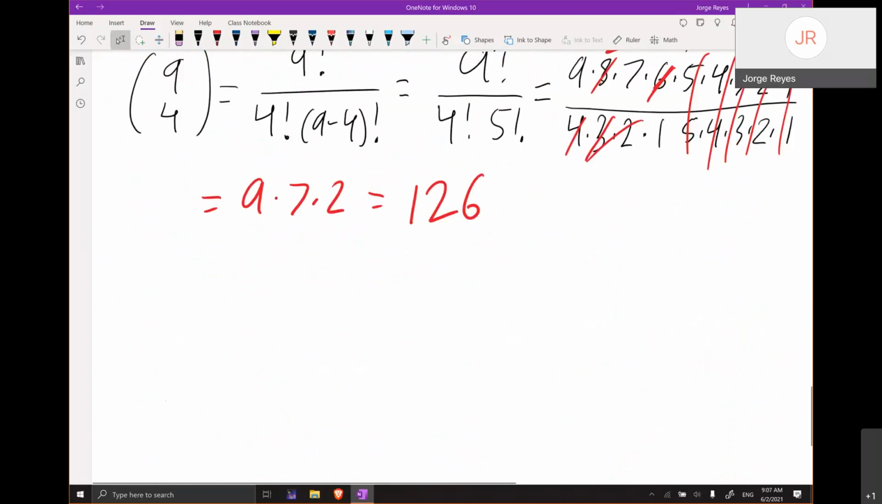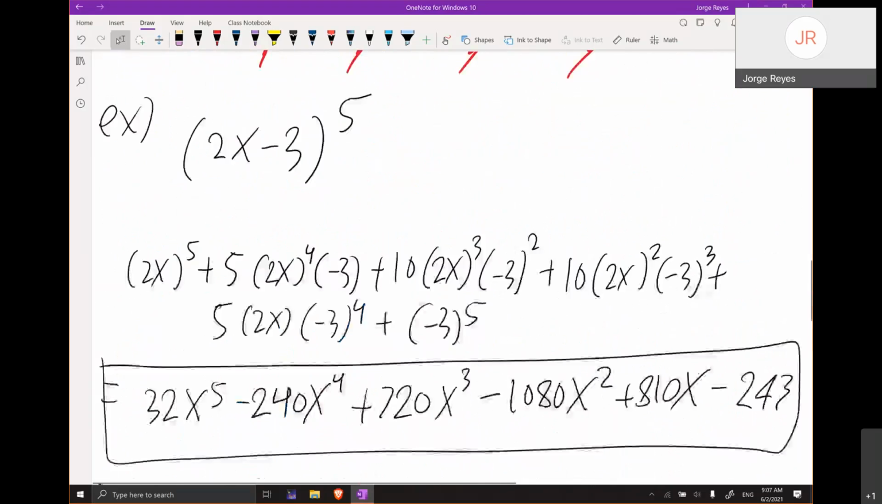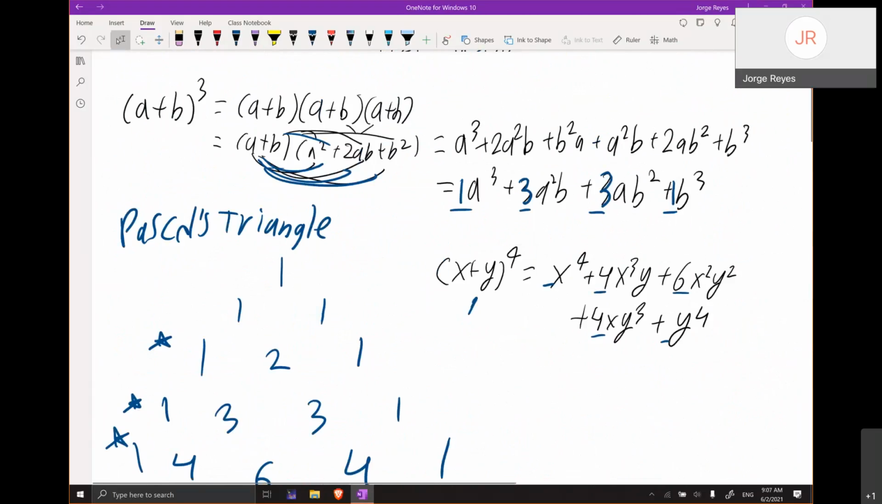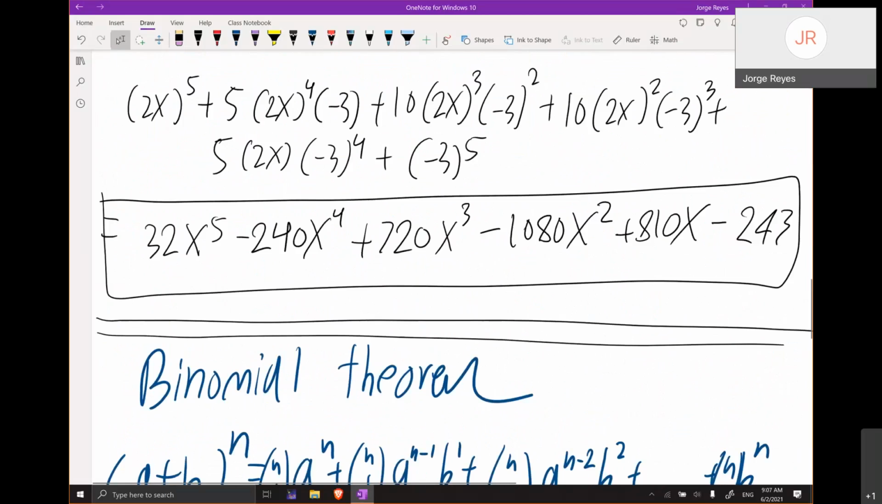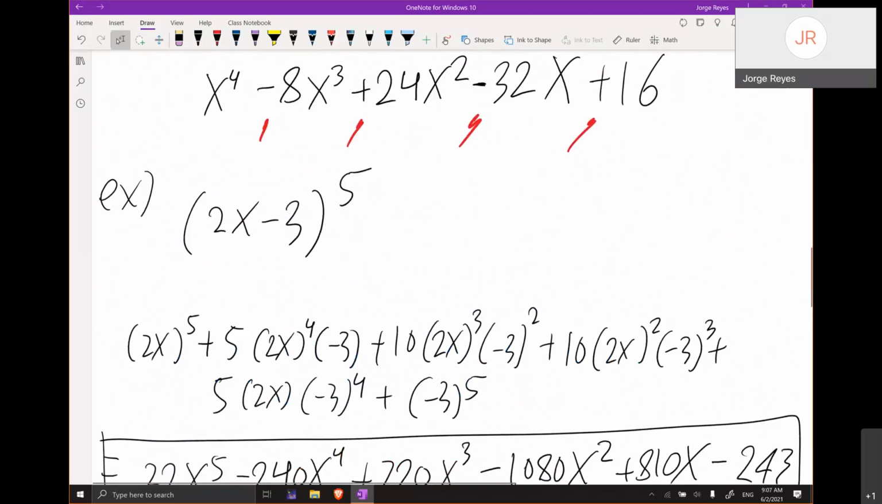Okay. But honestly, that's pretty much it for this section. Just be able to expand something. If I ask you something like this on the final, just be able to show your work and calculate it out.